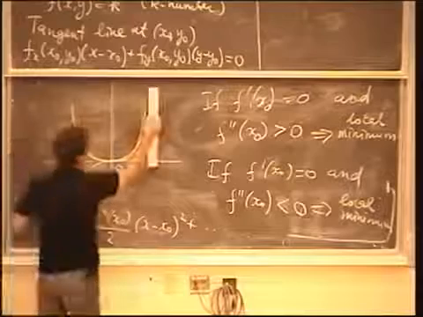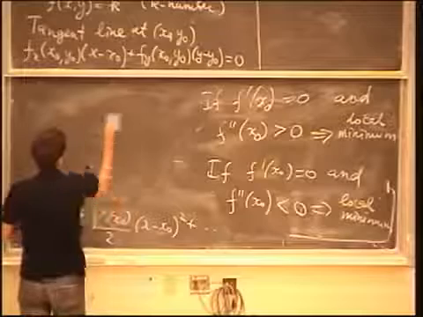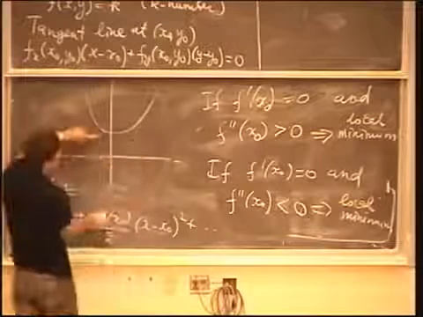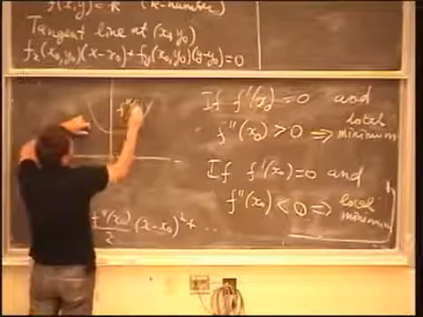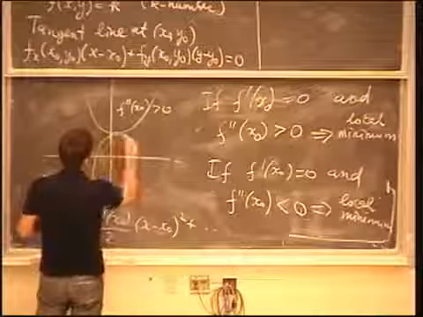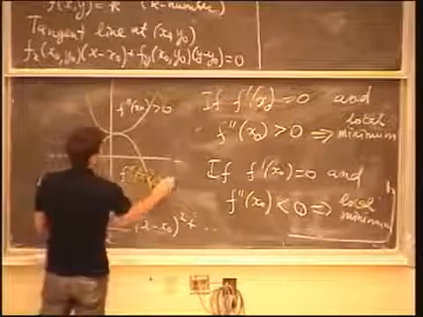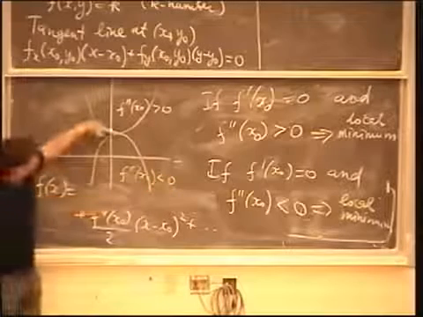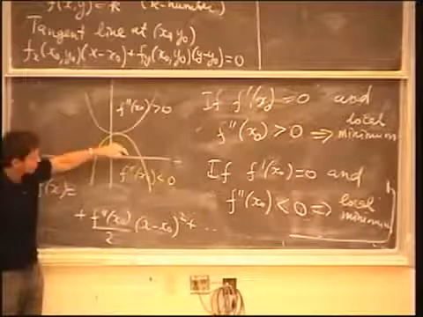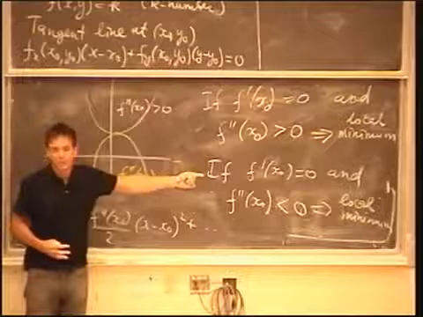And the parabola, we know, would be like this if the coefficient is positive. And it would be like this if the coefficient is negative, right? So in this case, clearly this is a local minimum for this one. And for this one, it's a local maximum. And the other terms don't matter. So that's the reason why we get this criterion.